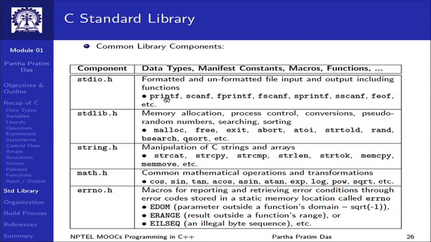Now, the C standard library has many components, every component comes under one header file, and you can look up the total list, but I have just put in the 5 which are most frequently used: the input output header, the standard library header which has a mix of things to do memory allocation, conversion, searching, sorting, and so on, the string header for manipulating C strings, the math library, all different kinds of common mathematical functions, and the error header which deals with the different error numbers and error ranges and so on.